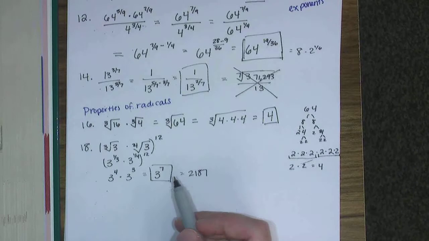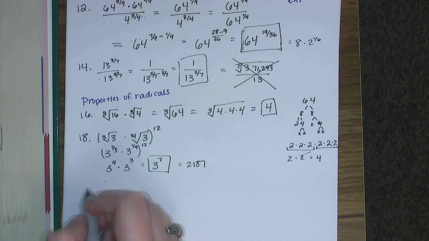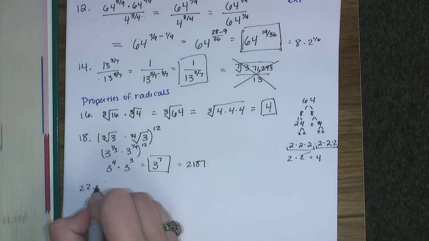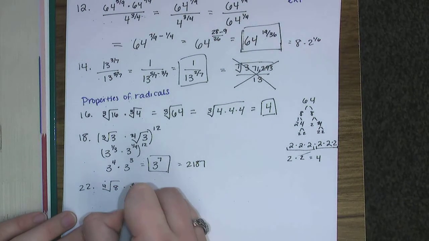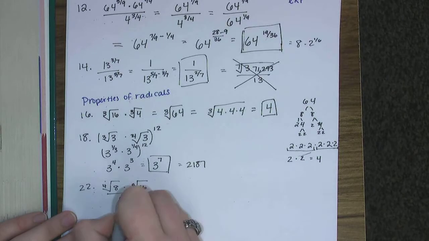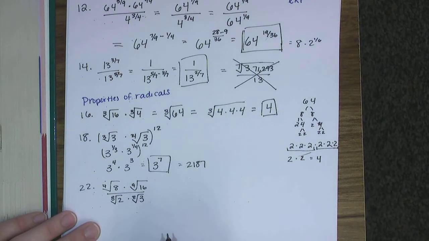222. So this is the fourth root of 8 times the fourth root of 16, all over the 8th root of 2 times the 8th root of 3. Okay, so with these ones, we've got the same stuff going on. The fourth root, and they're being multiplied, so I can rewrite the top as the fourth root of 16 times 8.